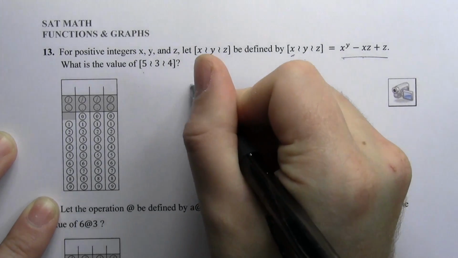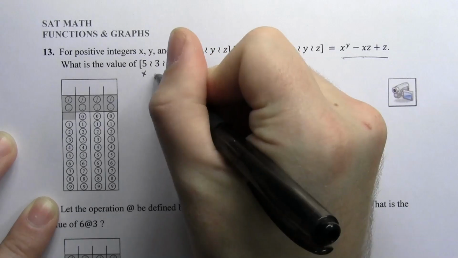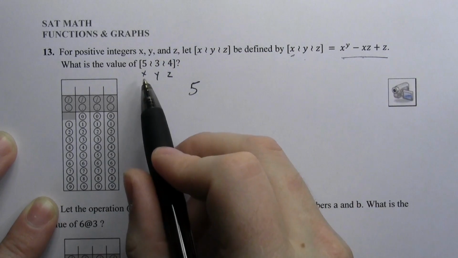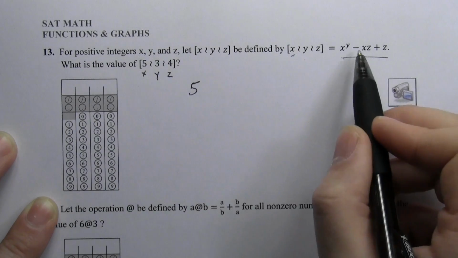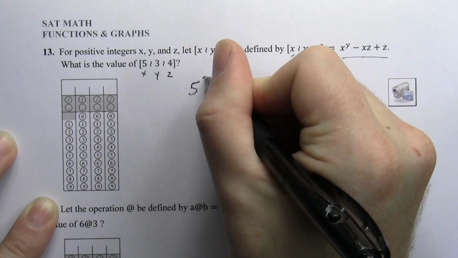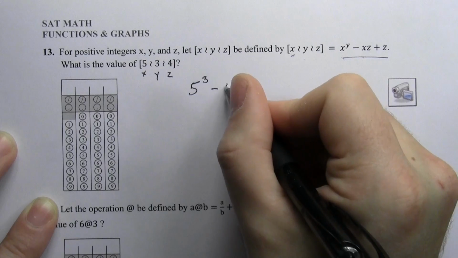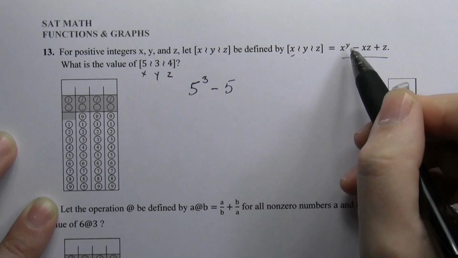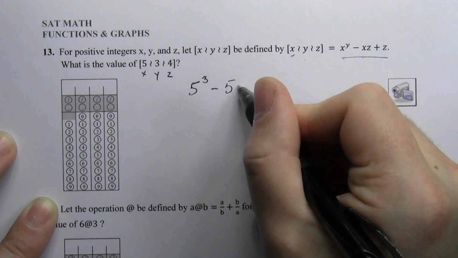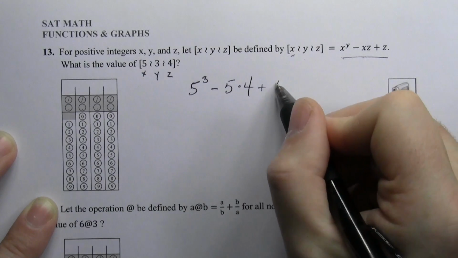So we have 5, which is the x. You can actually write it underneath if it makes it a little easier, so you know what goes where. I know that wherever I see an x, I'm going to put a 5. So I have 5 to the y, which is 3, minus x, which is 5, times z, which is 4, plus z, which is 4.